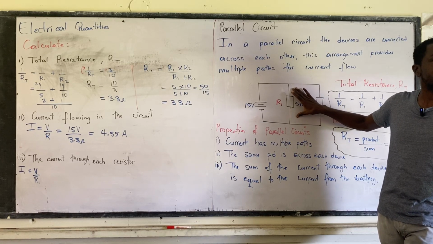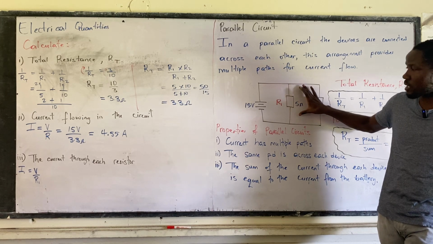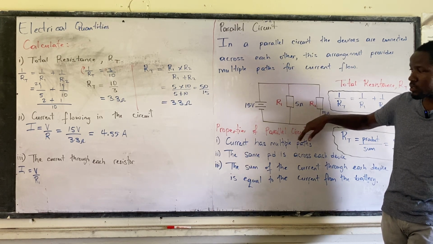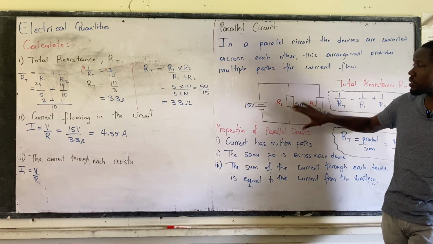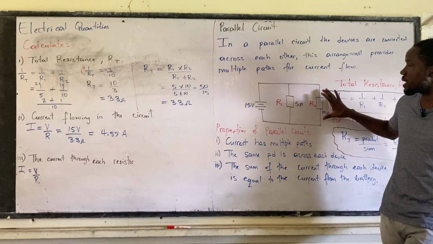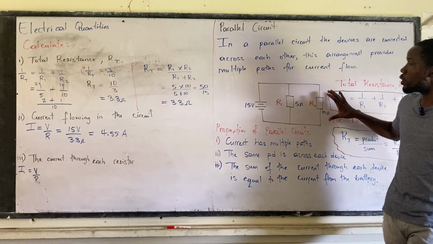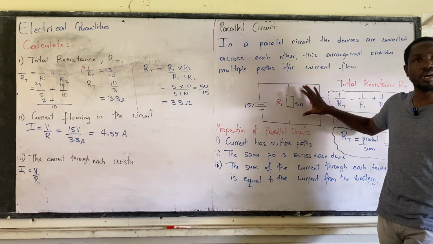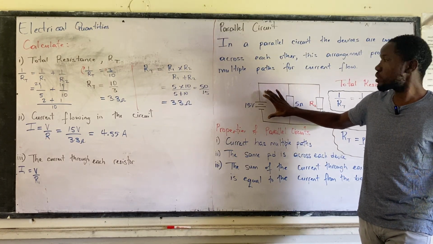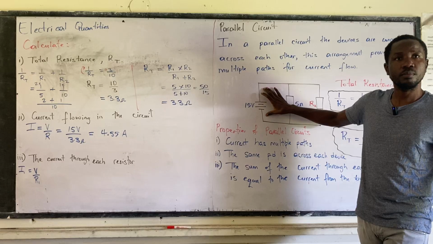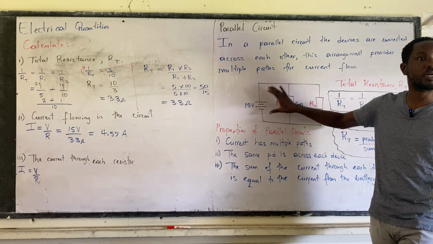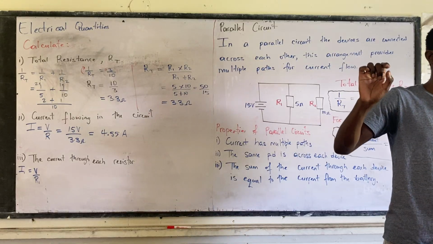So what we're interested in is we're trying to find the potential difference across R1. Now remember that all the resistors are connected in parallel. So whatever voltage is across this, our potential difference across R1 is going to be the same across R2. Now both resistors are connected across the 15 volt source. So the voltage across each resistor is going to be the same as the source because they're connected across the source.